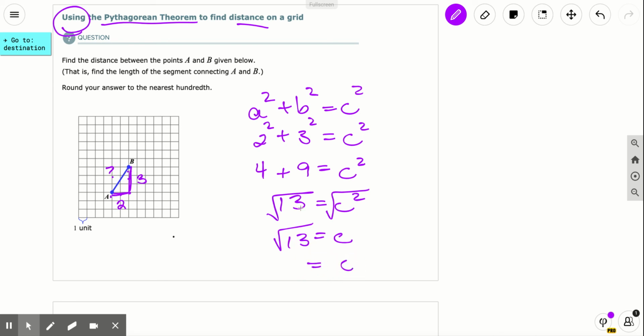And then if you have to round it to the nearest hundredth, again, square root of 13 is 3.6. Oh, look at the 5 is bigger. It's 5 or greater, so we're going to round it up to 3.61.